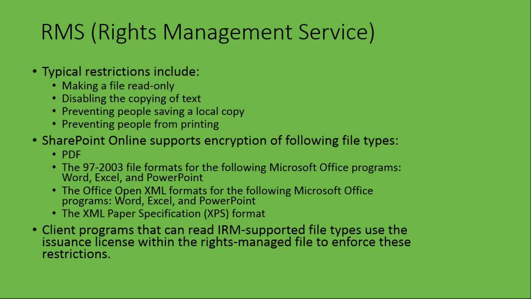Now let's see, there are different file types which are supported by RMS. PDF files, the old Office program files, the newer Office program files, and XPS format. These are supported file types for IRM. The client programs like the printer and the operating system, which can read the IRM supported file types, see the IRM protection which is embedded in the document, and they lock or unlock the file in order for the user to actually see the document.